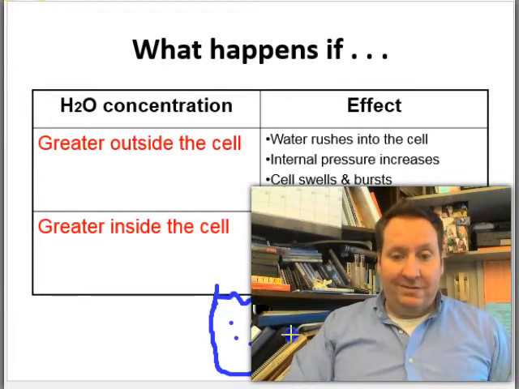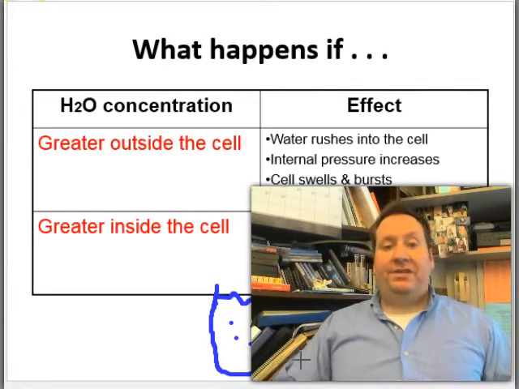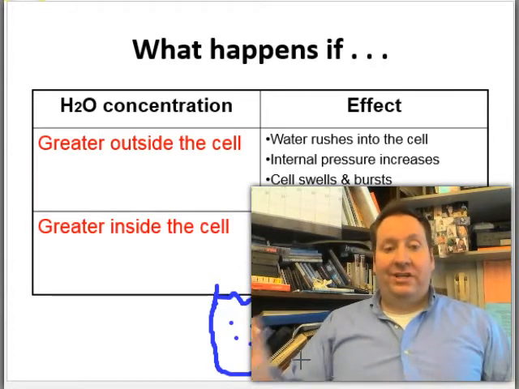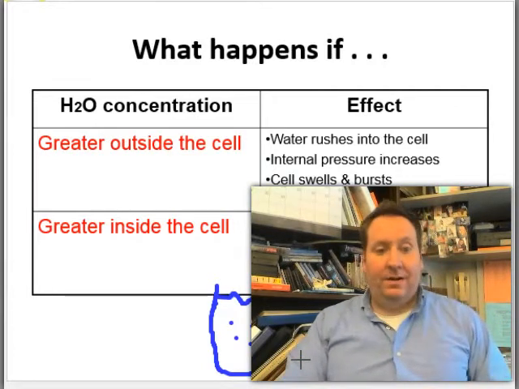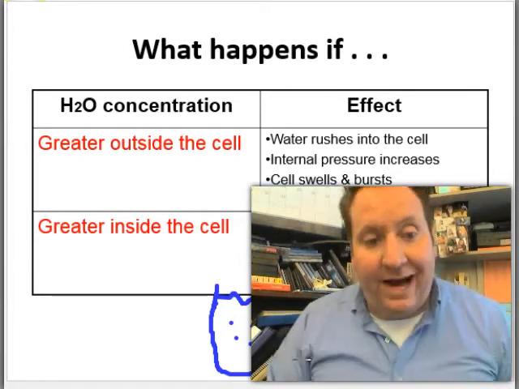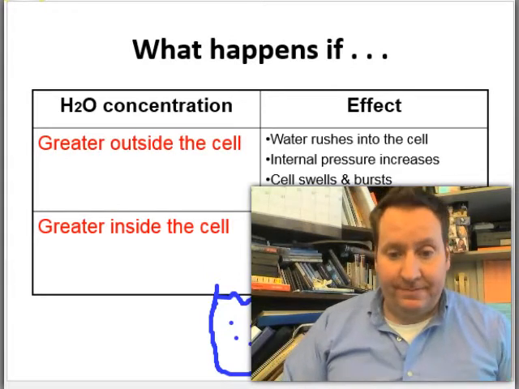Water is going to leave the cell, and when it leaves the cell, it's going to cause less pressure to be exerted on the walls. This cell is going to shrink. This would be like a dehydrated cell. But note, water is moving from an area of high concentration to low concentration.